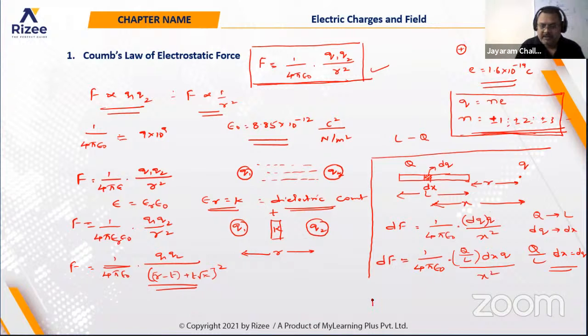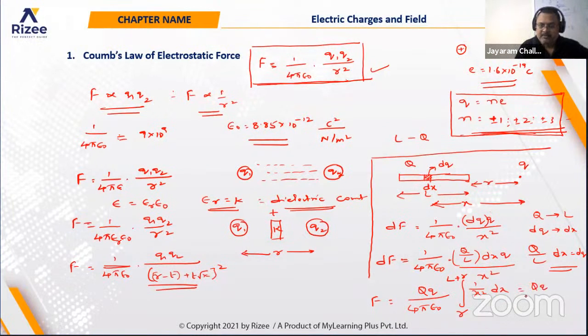Now, if we integrate this, then F is equal to, taking all the constant values outside, capital Q into small q by 4 pi epsilon naught into the integral of 1 by x square dx. Now we can integrate within the limits: the starting of the rod from the small q is at r, and the ending of the rod is at L plus r. So we substitute the limits over here.